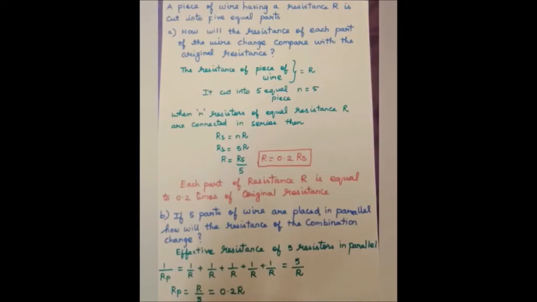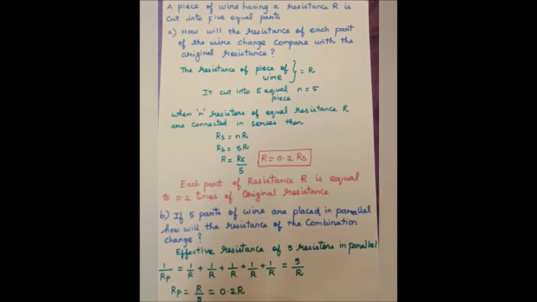A piece of wire having a resistance R is cut into 5 equal parts. How will the resistance of each part of the wire change compared with the original resistance? First, the resistance of the piece of wire is considered as R. If you cut it into 5 equal pieces, then N equal to 5. When N resistors of equal resistance R are connected in series, we already studied, Rs equal to NR.